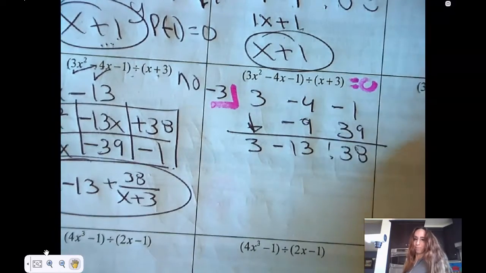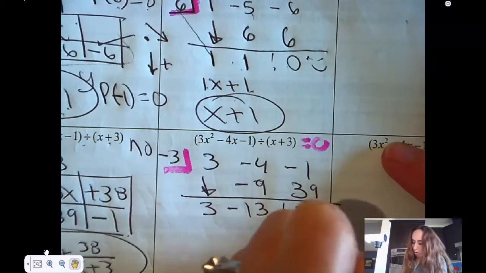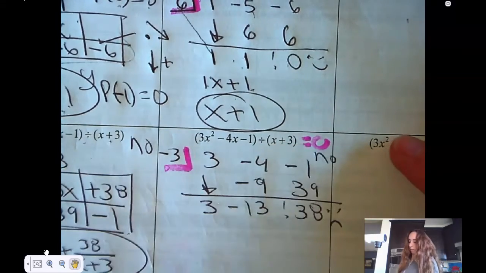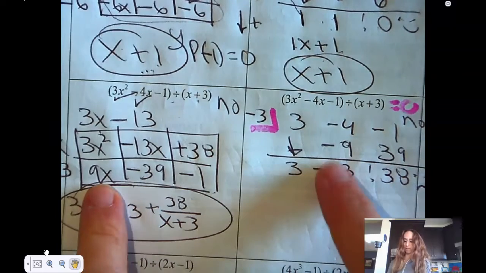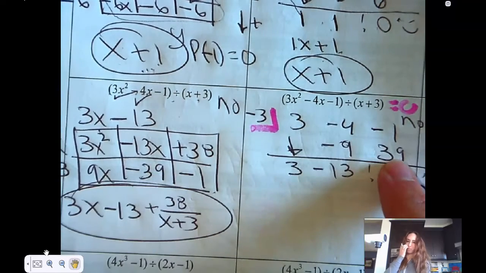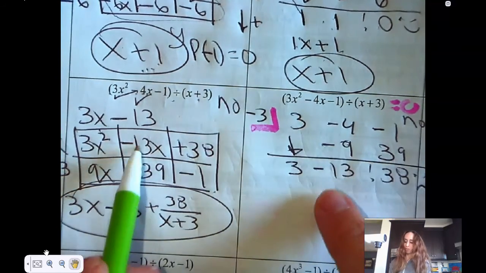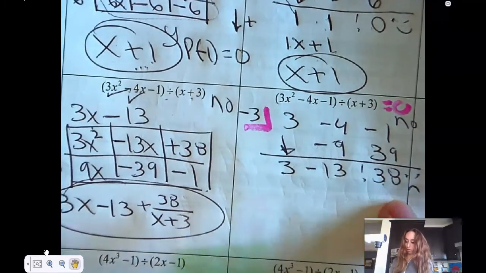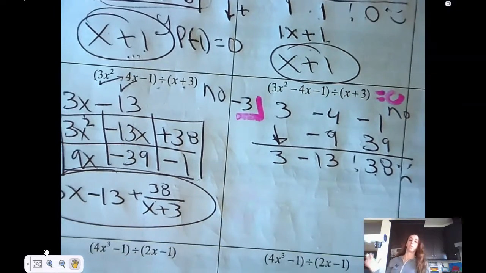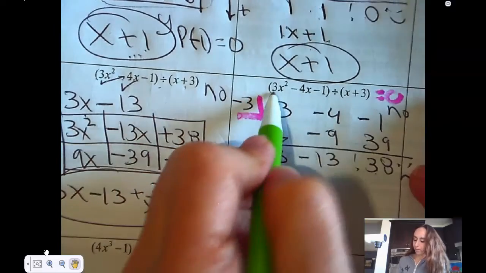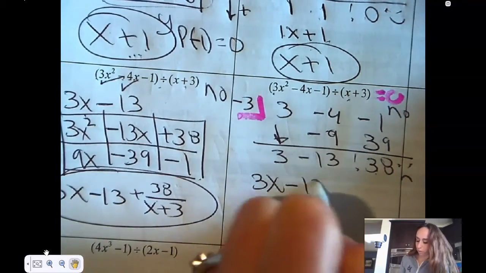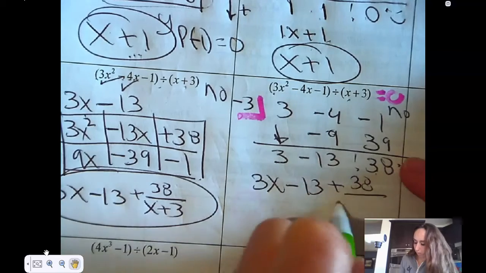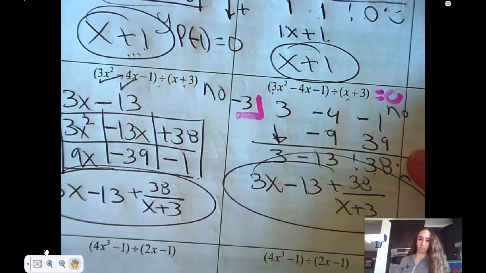What am I supposed to get? 0. Did I get 0? No, I did not. Look at that. And I want you to see, I don't know if you're noticing the differences here, or the similarities. See how there's a 9 and a 9? 39, 39. It's like the same thing, but opposite. There's your negative 13. There's your 38. I think this way is way quicker. So, if I had an x squared, and I divide out an x, I'm left with a 3x minus 13 plus 38 over x plus 3. Okay, let's do the next one.